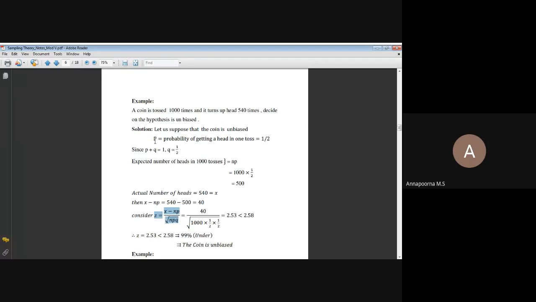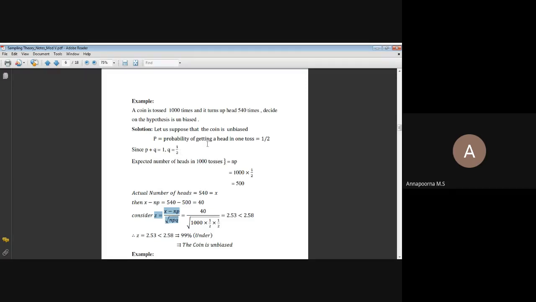So P is what? P is the probability of getting head in one toss. In one toss there will be two possibilities: either you may get head or you may get tail. So the probability of getting a head is obviously 1/2. Similarly, the probability of getting a tail is also 1/2. So P you can write as 1/2 and Q equal to 1/2.